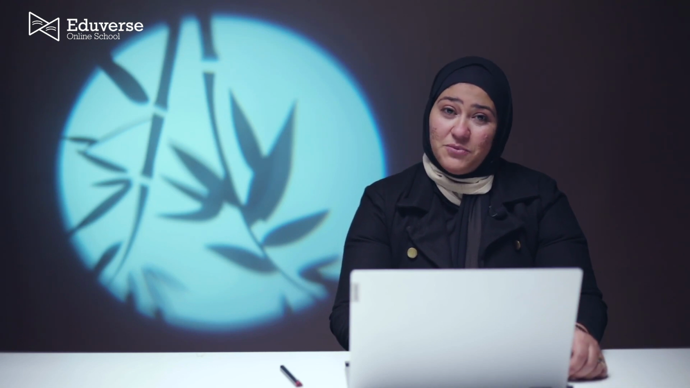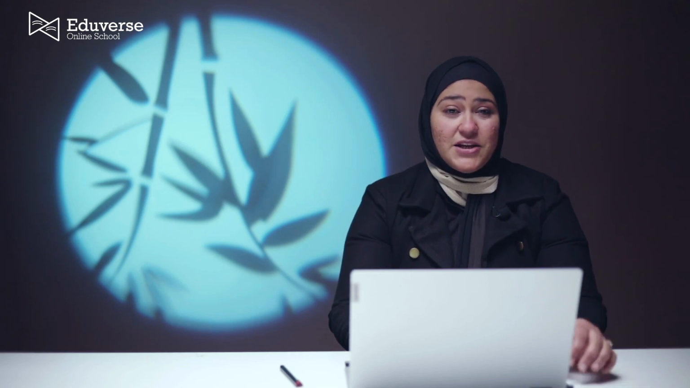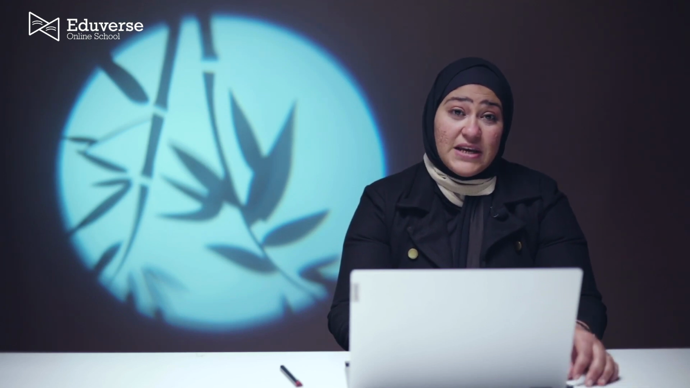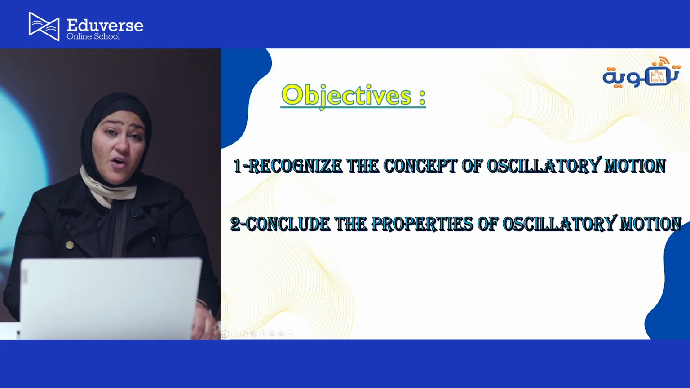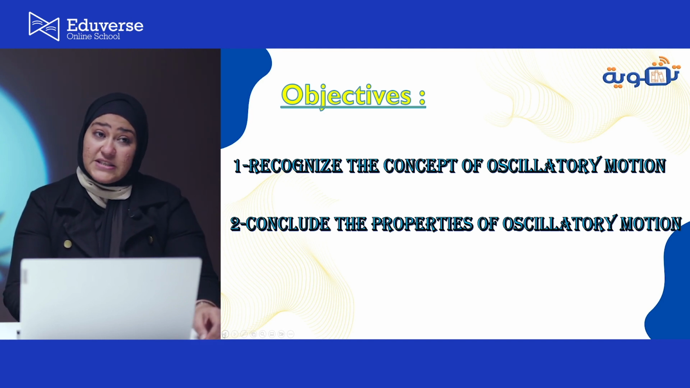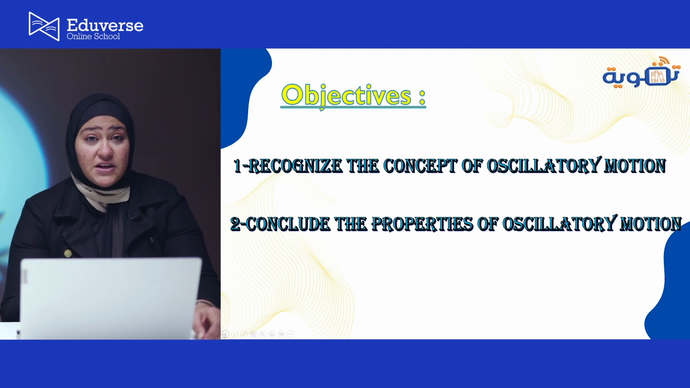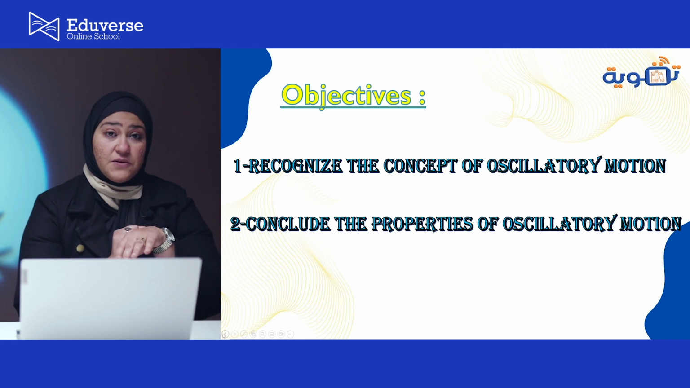Unit 1, Periodic Motion. Lesson 1, Oscillatory Motion. In this lesson, inshallah, we will talk about the meaning of oscillatory motion and the properties of oscillatory motion. Okay, let's start. Let's remember what's meant by motion. Yes, of course, motion means change of object position as time passes.